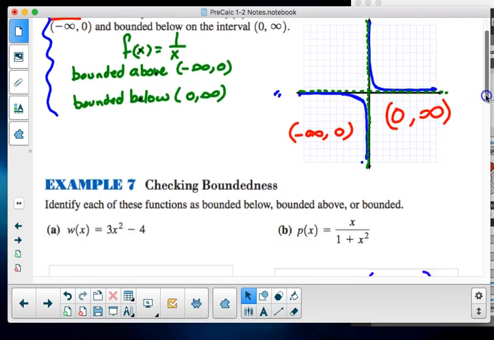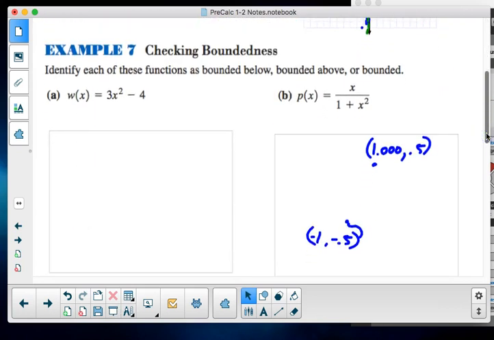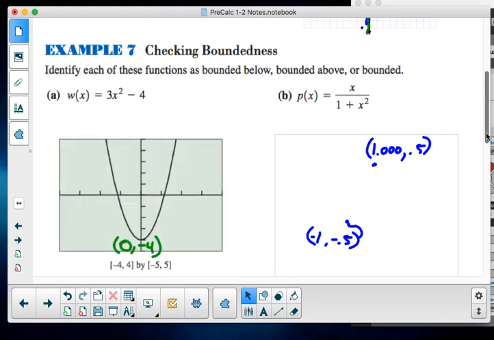Okay, all right. So here's the deal, checking boundedness. I can pop it in my calculator. I just found that (0, -4) is my vertex. Okay, I just did that. (0, -4) is my vertex.